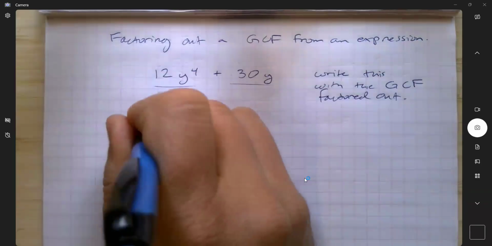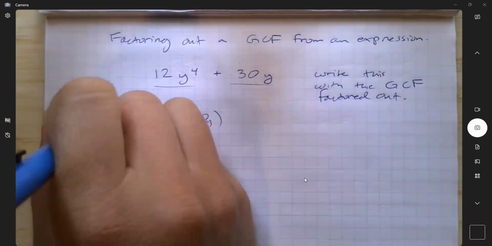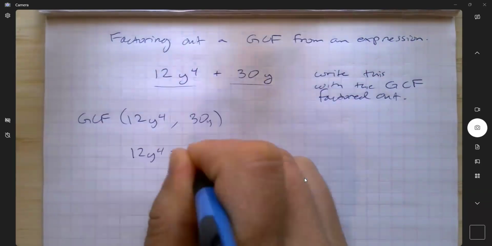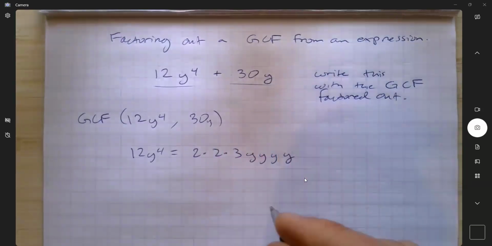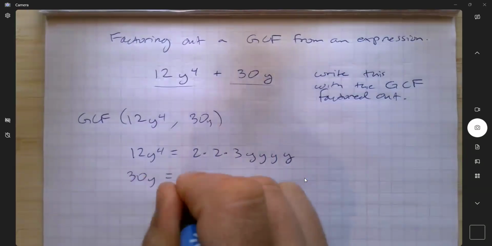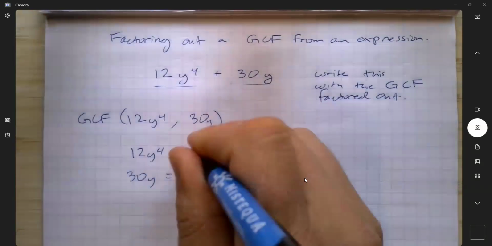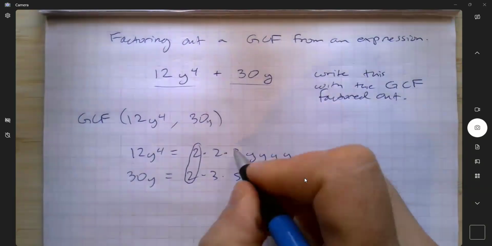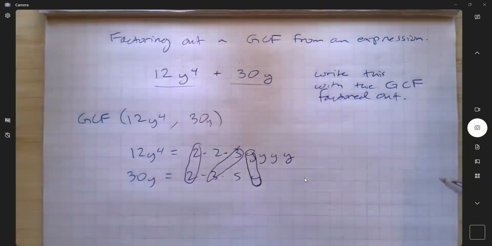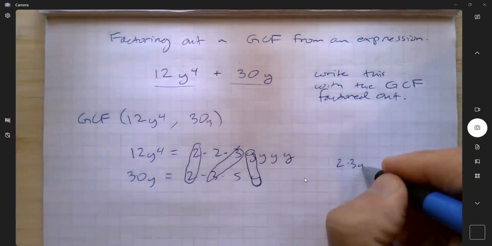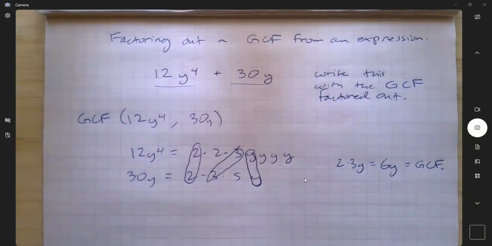So we're going to find the GCF of 12y to the 4th and 30y. So I write those as their prime factorizations. 12 is 2 times 2 times 3, and then I have 4 y's. And 30y is 2 times 3 times 5, and I have a single y. And now I pair. I have a 2 here. I have a 3 there. And I've got one of my y's. So 2 times 3 times y, or 6y, is the GCF. So far, the same as what we've been doing.